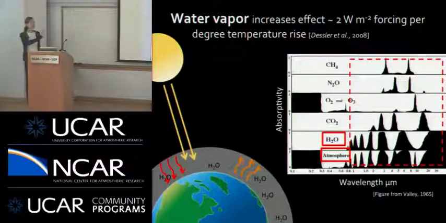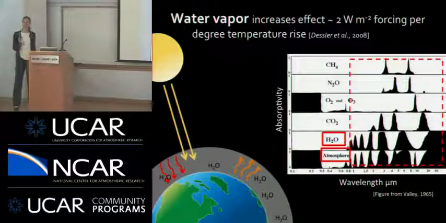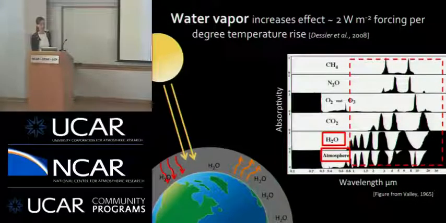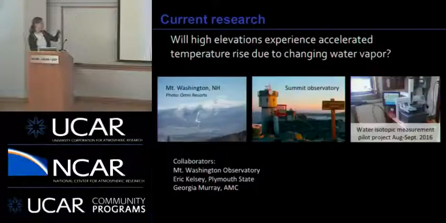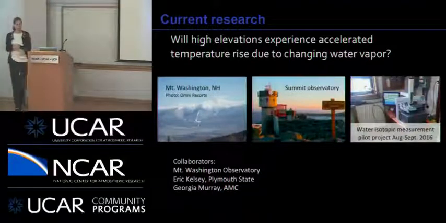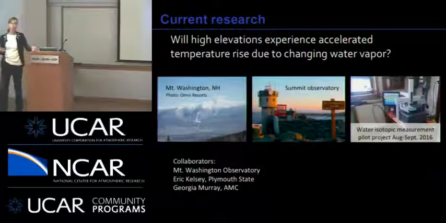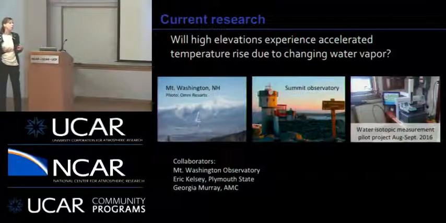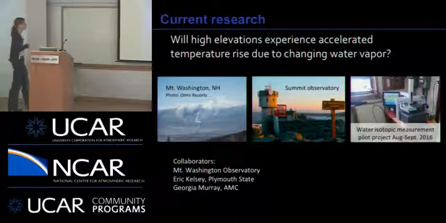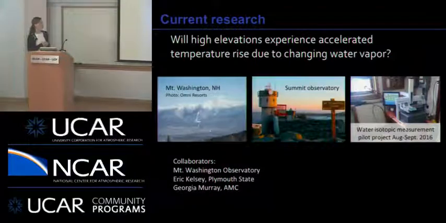But while we have a good sense of how the water vapor feedback works on a global scale, I think there are still some questions about how it works on regional scales. And so an area of my current research that I unfortunately won't talk much about today is that we're looking at how variations in water vapor in low humidity mountain environments might make those environments more susceptible to accelerated warming.